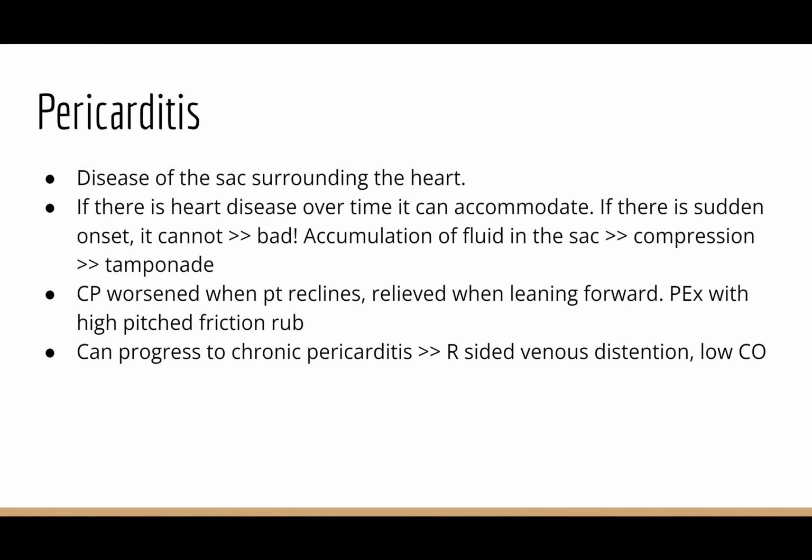And so the patient is going to present with chest pain that gets worse when you lean back and is relieved when you move forward. Something that's indicative of this is a high-pitched friction rub. And this can progress to chronic pericarditis, where you can get right-sided venous distension and low cardiac output.